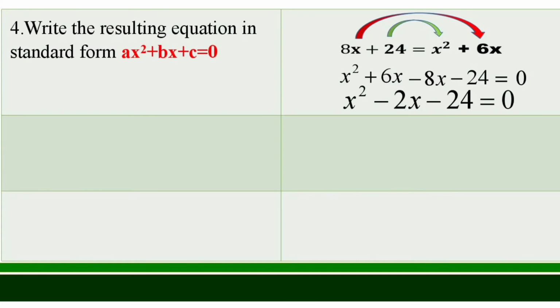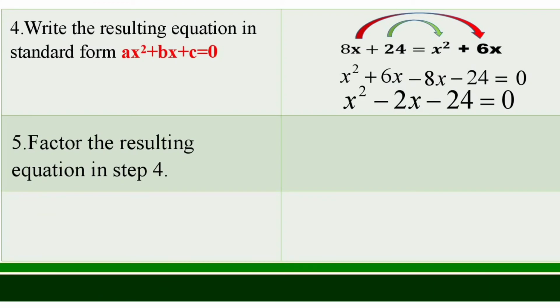Then, class, we are going to simplify. So x squared plus 6x minus 8x. You are going to perform subtraction. So the answer is negative 2x, minus 24, equals 0. So now the standard form we have is x squared minus 2x minus 24 equals 0. Then let's proceed to step number 5. Factor the resulting equation in step number 4. So we have the factors x minus 6 times the quantity x plus 4 equals 0, because the factors of negative 24 are negative 6 and positive 4.